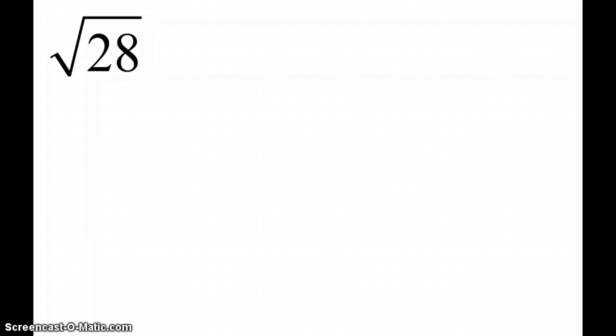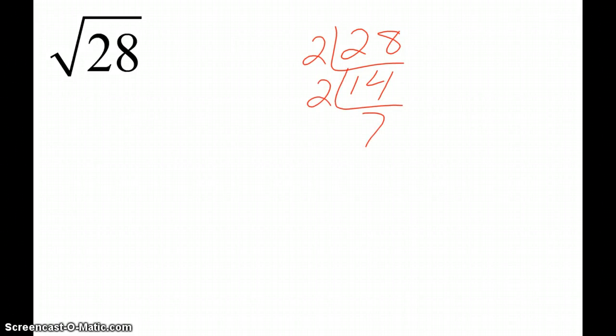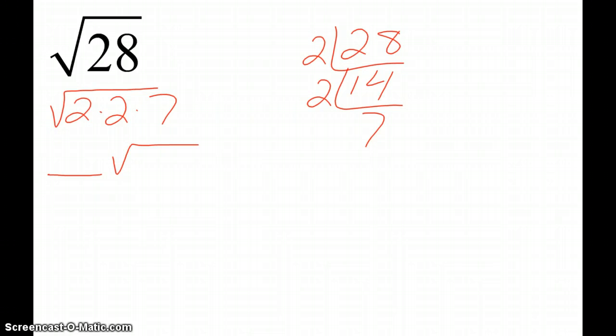Square root of 28. Again, factor tree. 28, 2, 14, 2, 7. So I'm looking for the square root of 2 times 2 times 7. I need 2 numbers to get 1 out. 2 times 2 is 4. Square root of 4 is 2. I don't have any other numbers to take out. 7. So my answer is 2, the square root of 7.